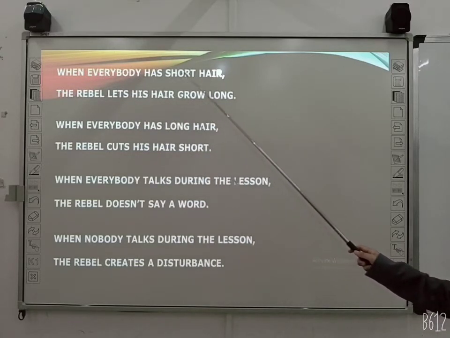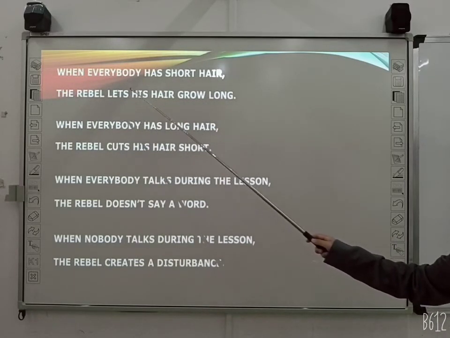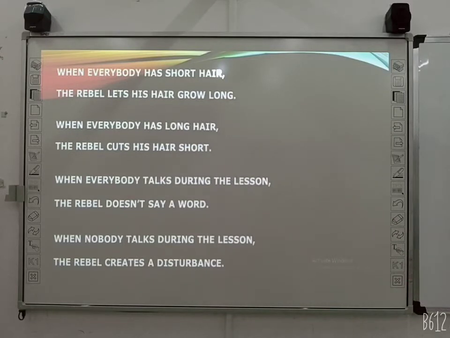When everybody has short hair, the rebel lets his hair grow long. That means the rebel usually likes to do things in the opposite way. Okay. Now all these lines, the first lines 1, 2, 3 and 4, the first lines tell us about how the normal people do things. The second lines here, 1, 2, 3 and 4, tell us how the rebel reacts to the normal situations of life.